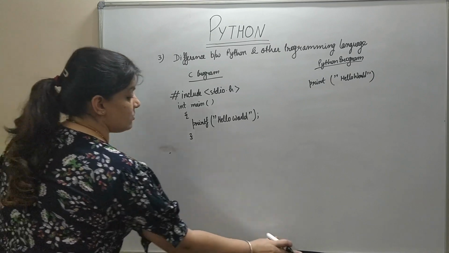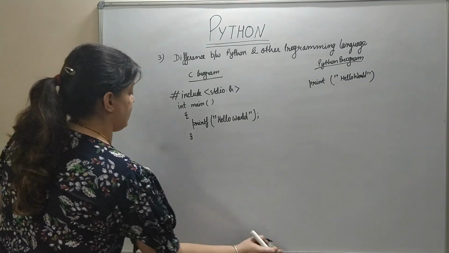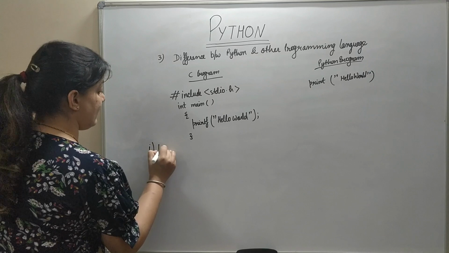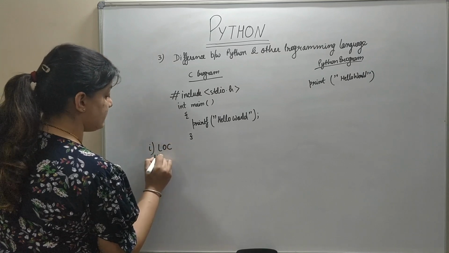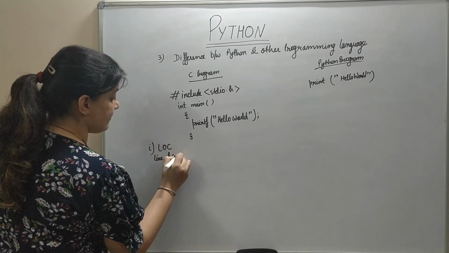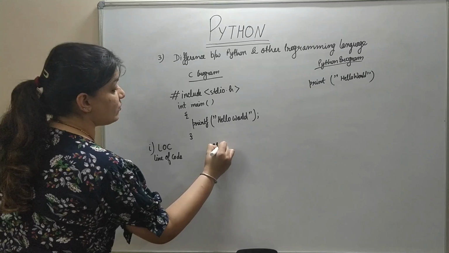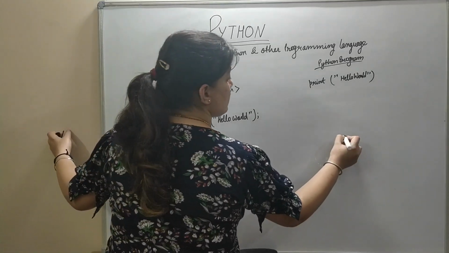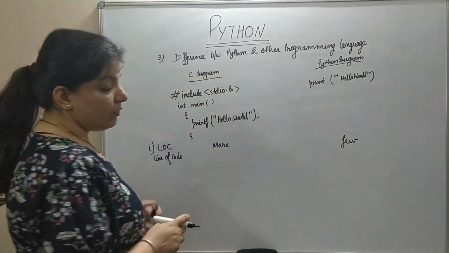First point is based on line of code. In this we have more lines of code. In this we have few lines of code.